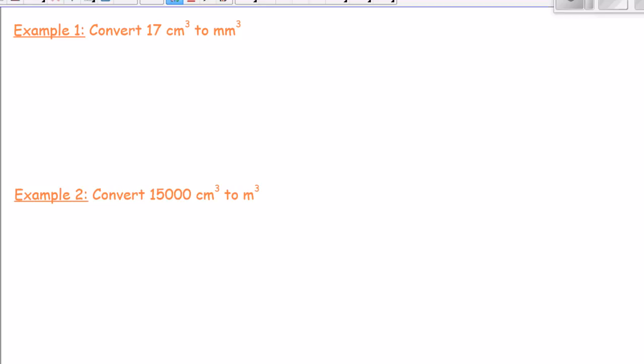So here are some examples, and we'll discuss what you're expected to do when you have these kinds of questions. Convert 17 centimeters cubed to millimeters cubed. Now you know that 1 centimeter is equal to 10 millimeters. It's just like the way we worked out the questions in the previous examples. Just cube each of these. So you'll end up with 1 centimeter cubed is equal to 1,000 millimeters cubed.